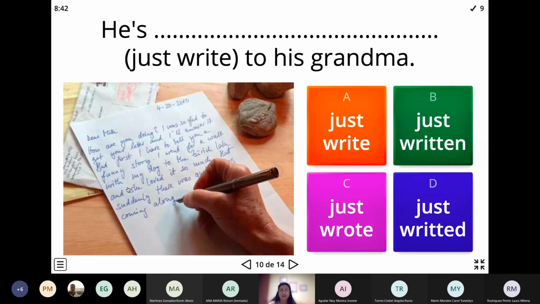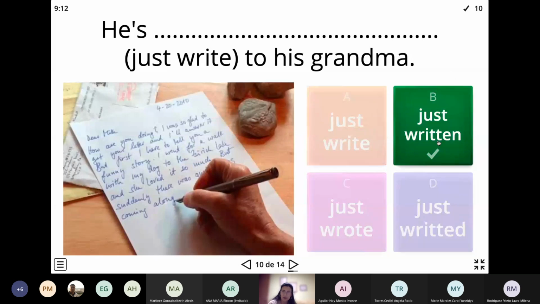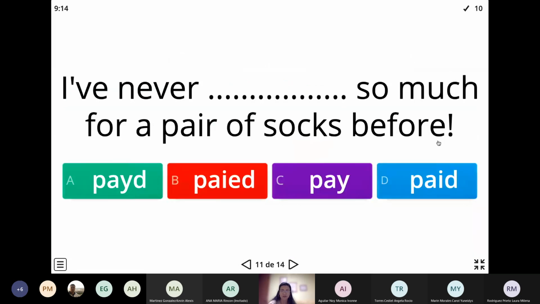He's just written, just wrote, or just written to his grandma. C, teacher. Just wrote? See? B. Okay, can you read it, please? He's just written to his grandma. The past participle of write is written. You don't know the verbs in the past participle. Continue. Next one. Very good.